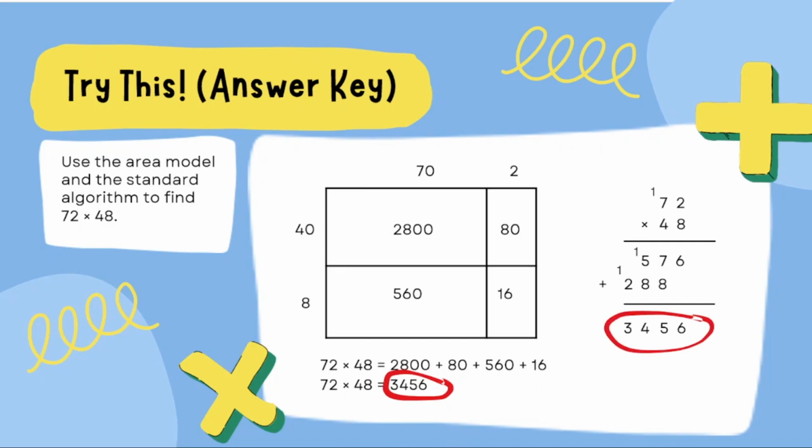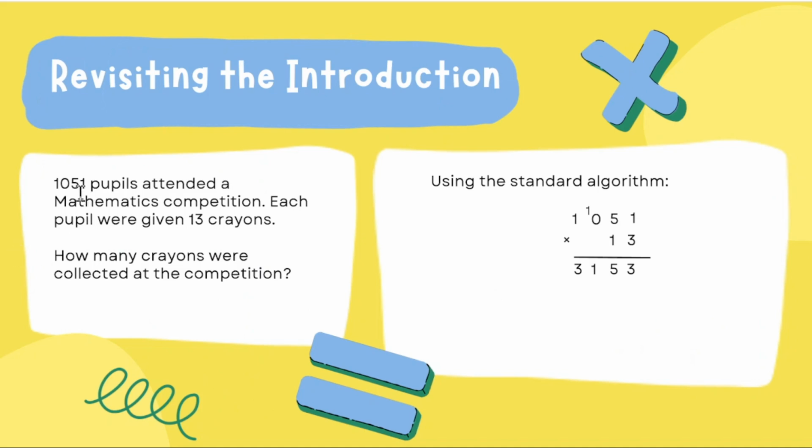All right, so that is that on this. I hope this is very clear to you. So that is that on multiplication of multi-digit whole numbers. So let's now revisit the introduction we had earlier. And this is the introduction. We're now going to multiply this using the standard algorithm method. So you can try out the area model method to find that out.